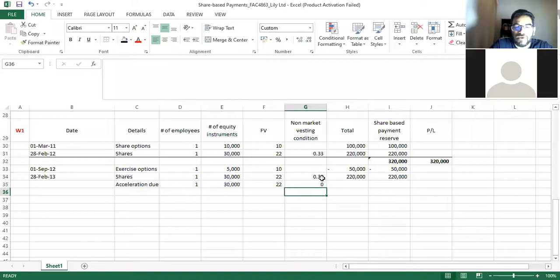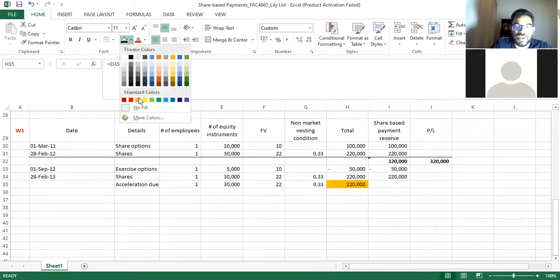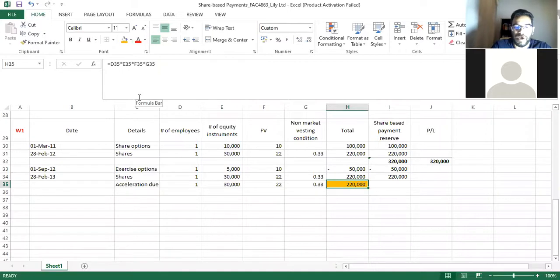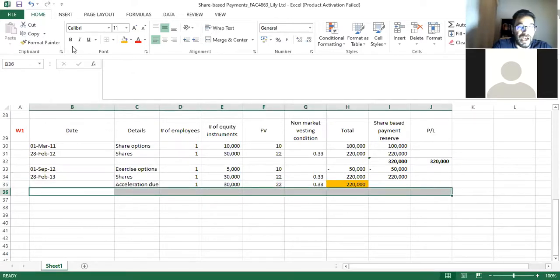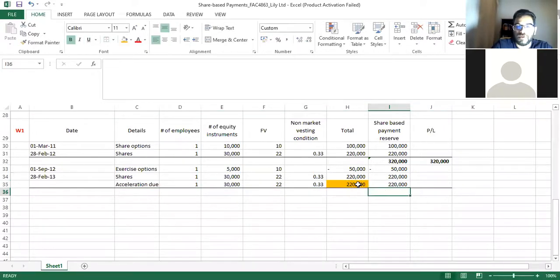Remember, they gave us the amount, so we could have just plugged it in, but I want to show you how you still get to the amount. We're still going to get to the 220. This 220, highlighted in orange, is the 220 they gave us in the scenario, the accelerated amount. But you could also calculate it. There was nothing else on that date, so now we can work out the share-based payment reserve. The share-based payment reserve is the opening balance plus all the movements, which will give me my closing balance.